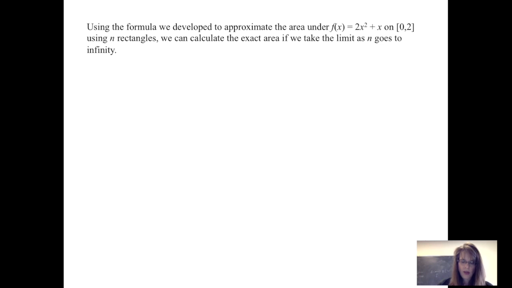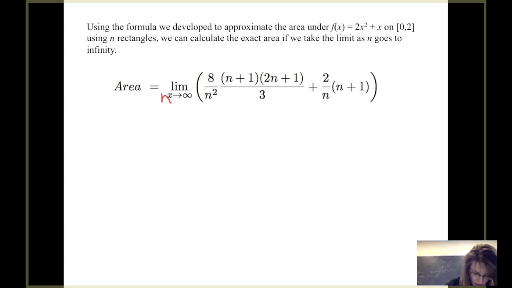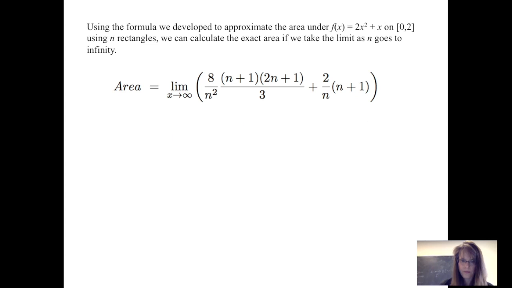Now, once we do this, if I want to calculate the exact area, I can take the limit of that expression that we just found as n goes to infinity. So I can take the limit, and I see I've made a mistake here. This should be the limit as n goes to infinity of 8 over n squared times (n plus 1) times (2n plus 1) all over 3 plus 2 over n times (n plus 1).